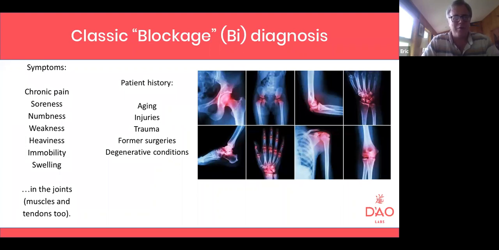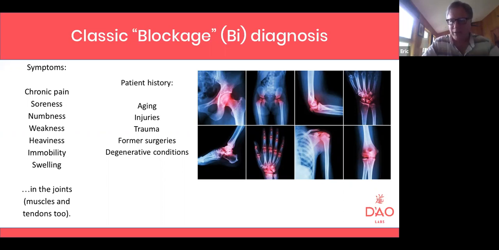In here, your symptoms are going to be slightly different than what you would have in the soft tissue. Chronic pain is the same, and soreness, but you may also have some numbness, some weakness, some heaviness, immobility, perhaps swelling in the joints. You may also get it in the muscles and tendons. Again, rheumatological conditions can be complicated. And then you want to see what kind of history there is here too.